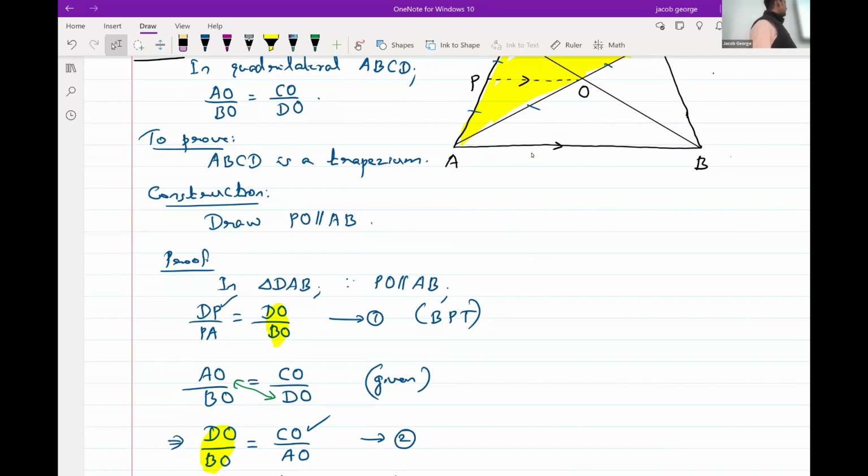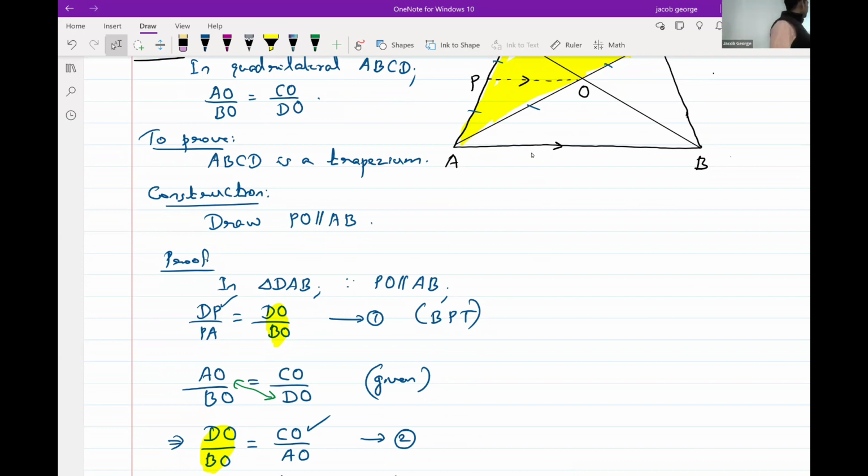Then we copied the given part. Okay. Then we just interchange these two. Before interchanging, we got this step, right? So the same is done, reverse. So these two are interchanged because DO by BO we have to get. So we get DO by BO is equal to CO by AO. So this is by BPT, and this one from the given part by interchanging AO and DO.